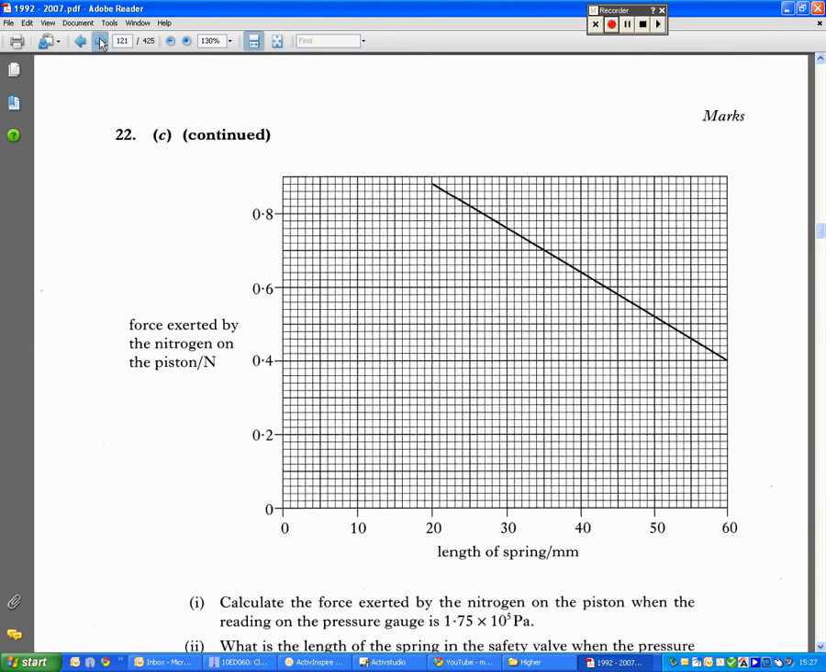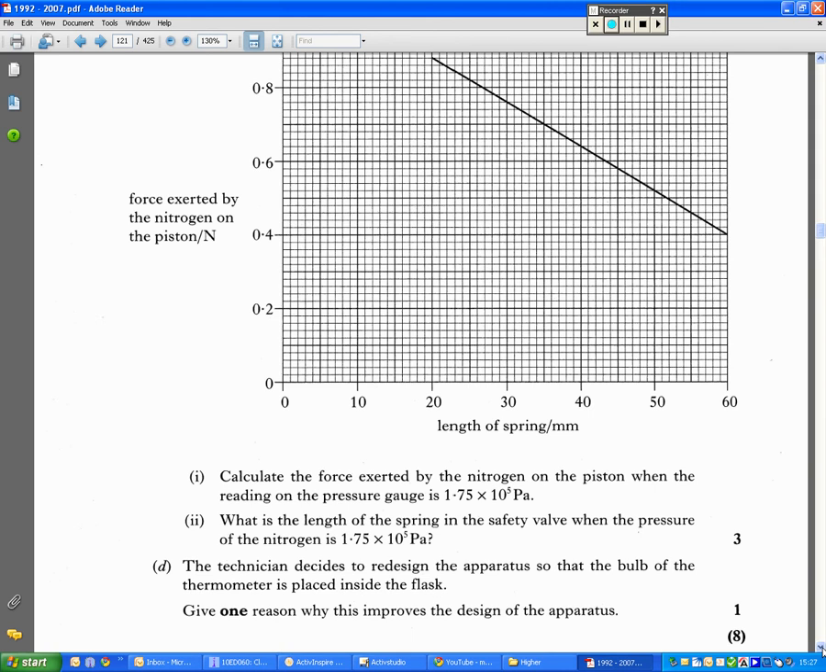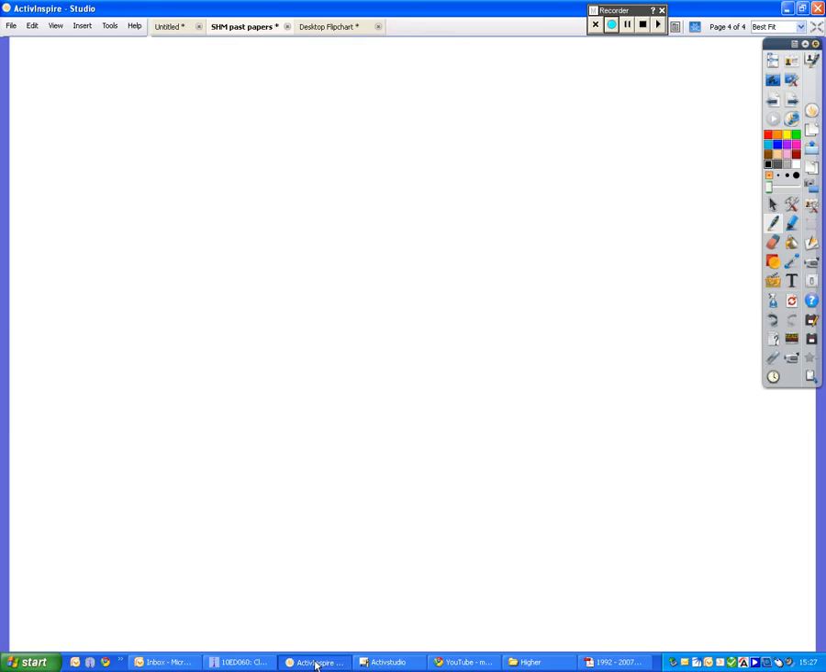Okay, calculate the force, given a graph there. Calculate the force exerted by the nitrogen on the piston when the reading on the pressure gauge is 1.75 times 10 to the power of 5 pascals. Now on the previous page you get given an area. So for C part 1 you're looking at this equation. Rearrange that for F. You get F equals PA. Force equals pressure times area. So you end up with 1.75 times 10 to the power of 5 multiplied by the area, which is given on the previous page, 4 times 10 to the negative 6. You get 0.7 newtons.